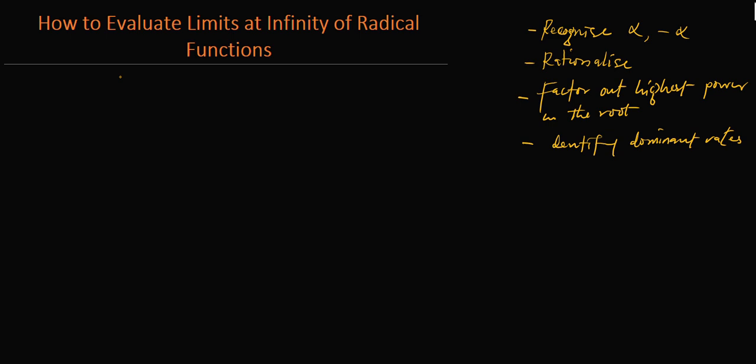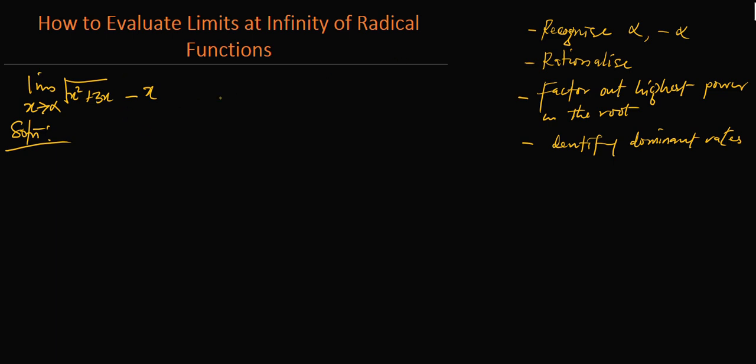After that, you factor out the highest power in the root, followed by identifying the dominant rate, and eventually, if need be, substitute for x in the expression. Let's put this in practice. If you are given to evaluate the limit as x approaches infinity of root x squared plus 3x minus x, how do you evaluate this?